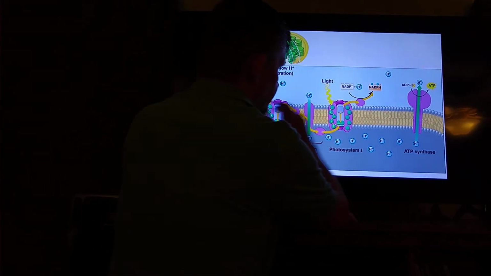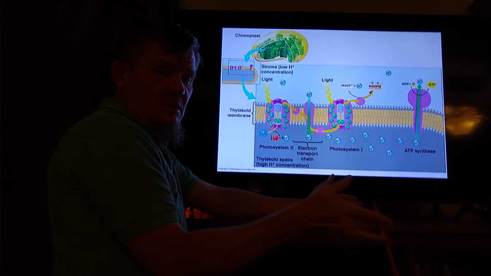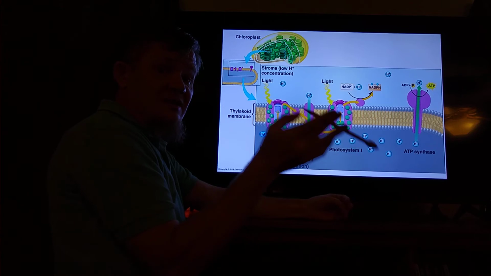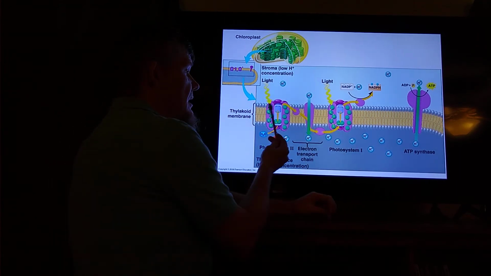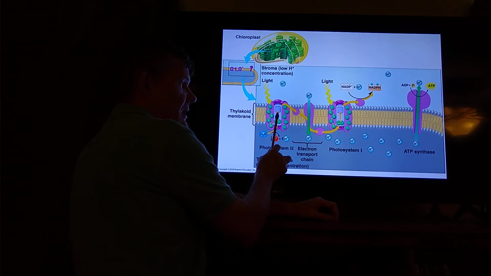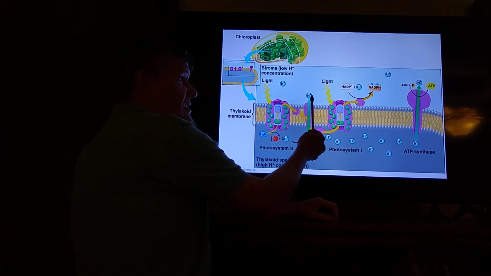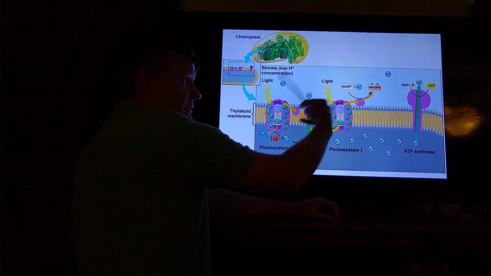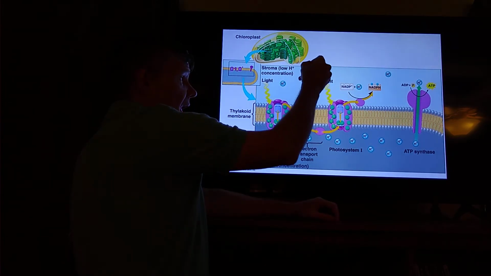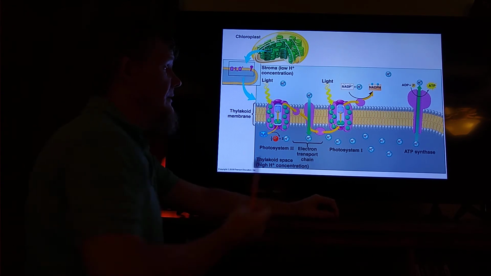Here we go. This is a different view of how this process called photosynthesis takes place. Here is my molecule of chlorophyll B. It's going to get struck by light. When it gets struck by light, it ejects an electron. That electron gets caught and passed through some molecules that take hydrogen ions out here in the stroma and shove them down into the thylakoid membrane.